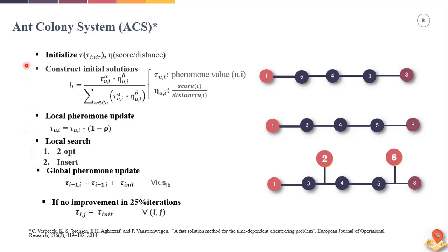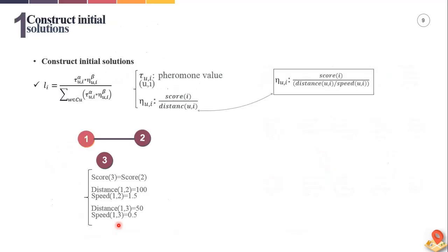At the end, all steps are repeated 133 iterations. But if there is no improvement in 25% of the total iterations, the pheromone value of the edges is changed to initial tau. We improved several phases of the algorithm.